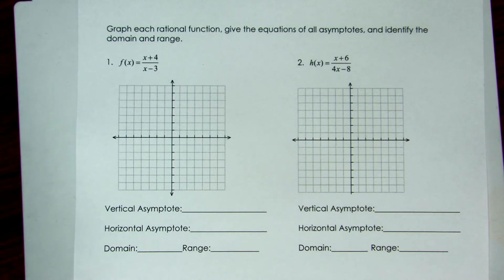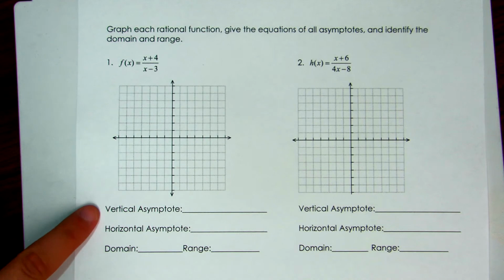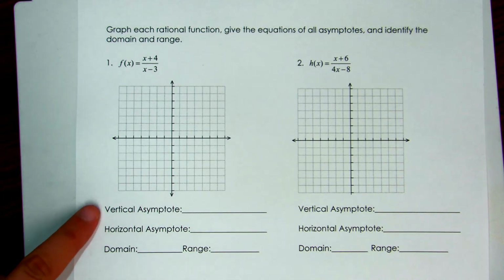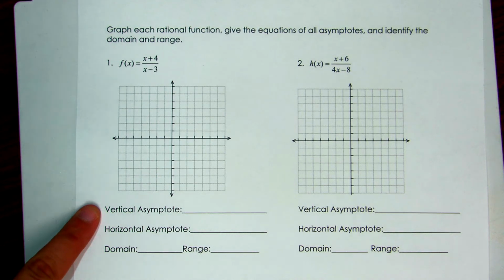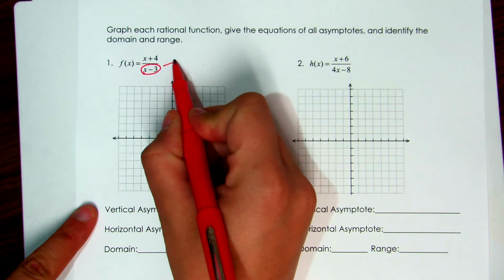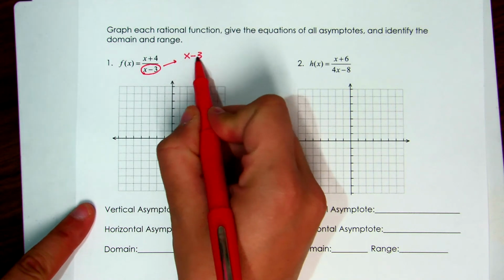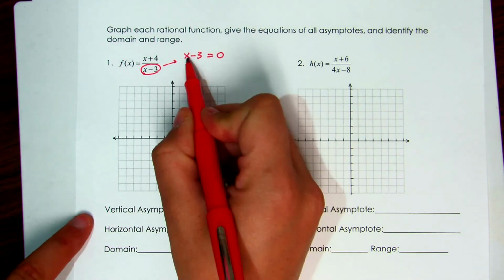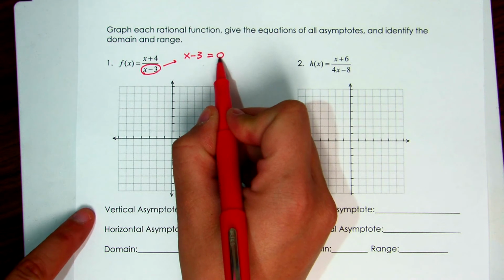All right, so we're graphing each rational function, giving the equation of all asymptotes, and identifying the domain and the range. So the first thing that we're always going to do is find the vertical asymptote. Your vertical asymptote is any x value that makes your denominator equal 0. So I'm going to take my denominator, x minus 3, and put it equal to 0 because I have to find out what x makes it equal 0.